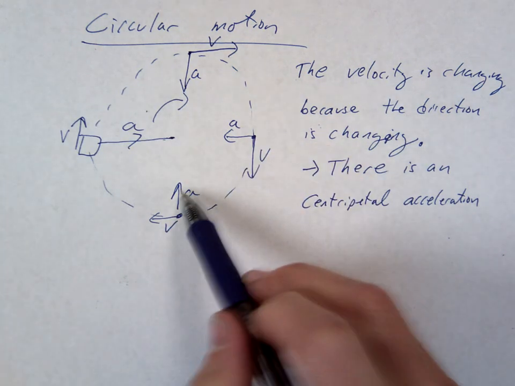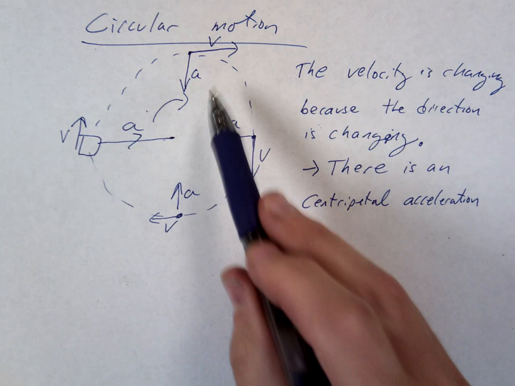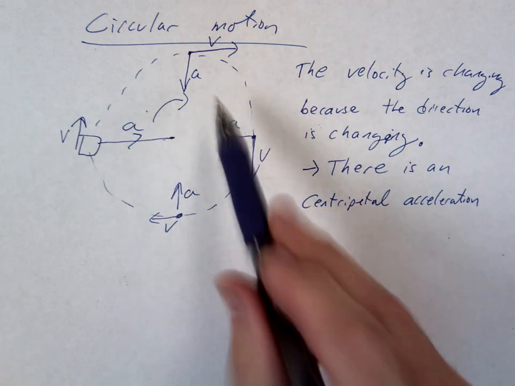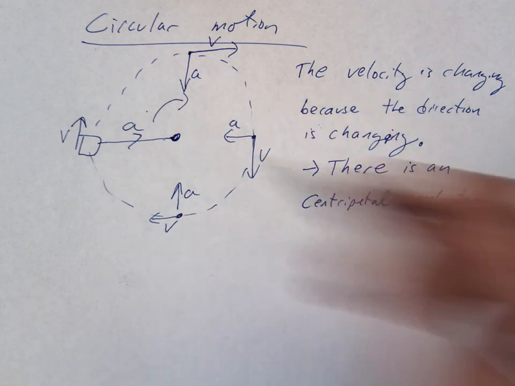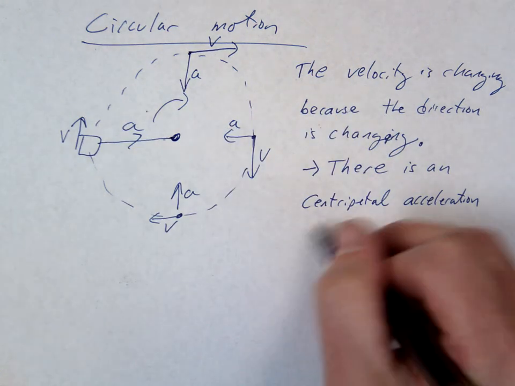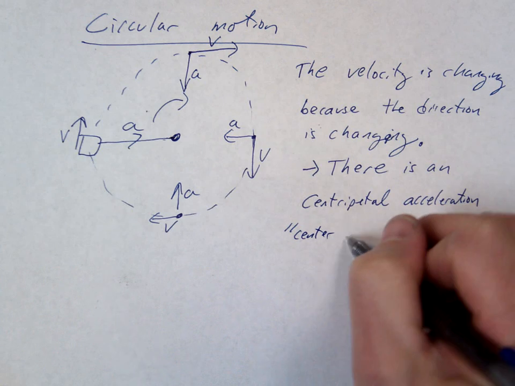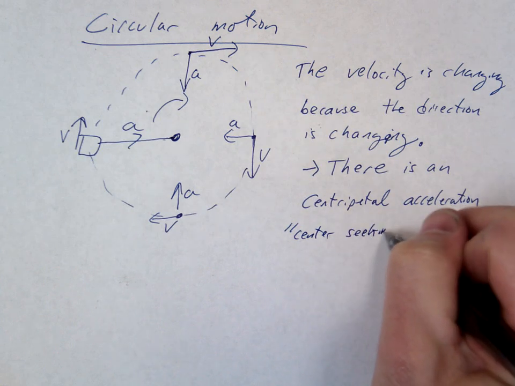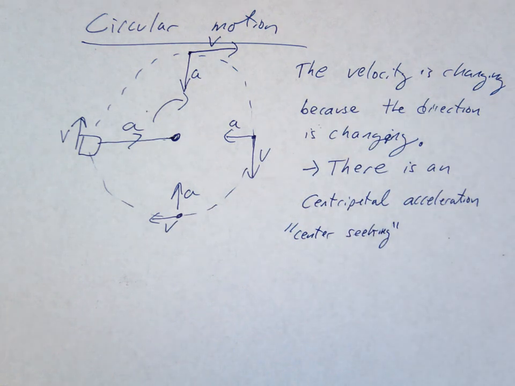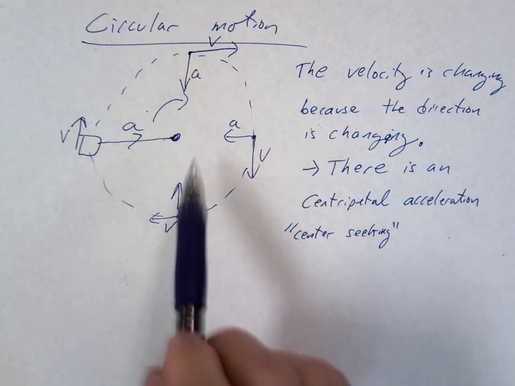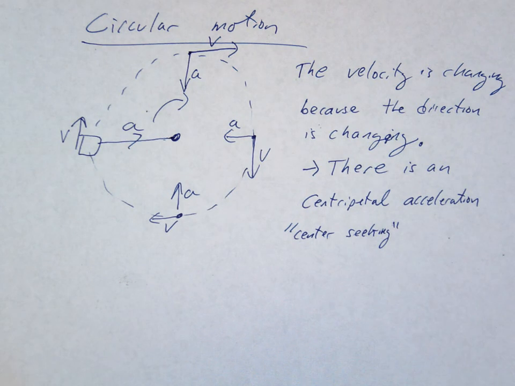So what do you notice about all four arrows? They're all different, north, south, east, west, but what's true about all four? They're all pointing towards the center, exactly. And that's what the word centripetal means. It means center seeking, meaning it's seeking the center or pointing towards the center. And so that's an important concept, that the acceleration is always going to point towards the middle.